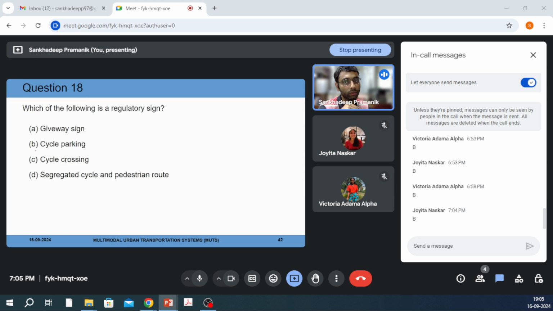Next is, which of the following is a regulatory sign? Giveaway sign, cycle parking, cycle crossing, segregated cycle and pedestrian route. The correct answer will be option D.